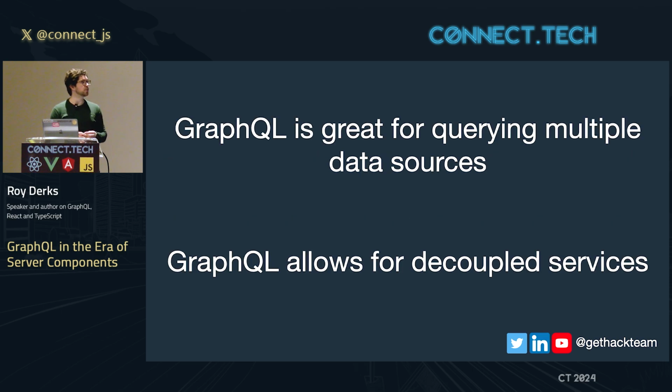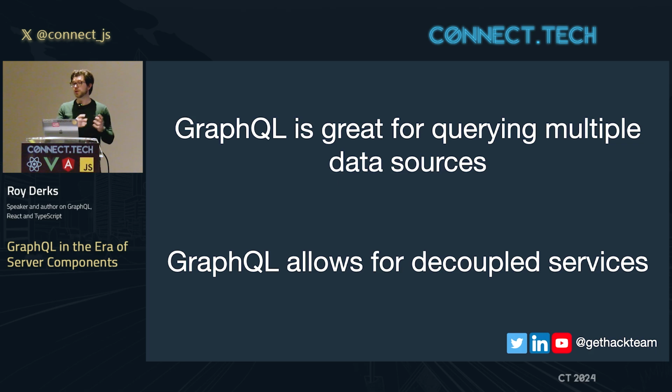As opposed to tRPC, GraphQL is great for querying multiple data sources. So tRPC, you can use it for multiple data sources, but there's no federation concept where you turn every data source into an API and bring it together in a bigger schema. And GraphQL also allows for decoupled services.